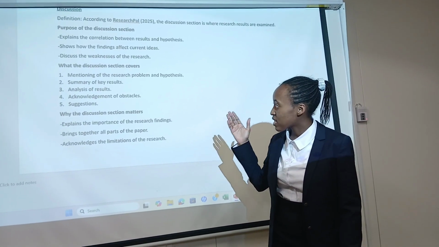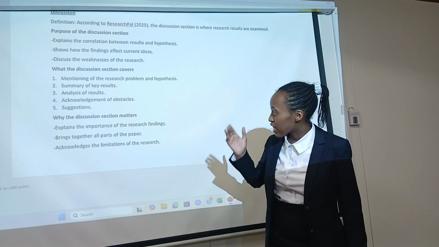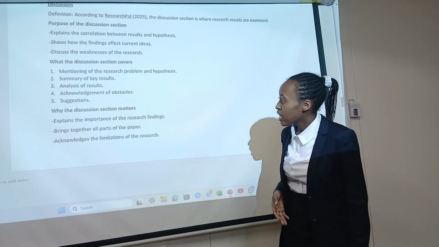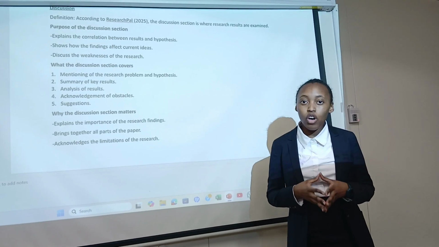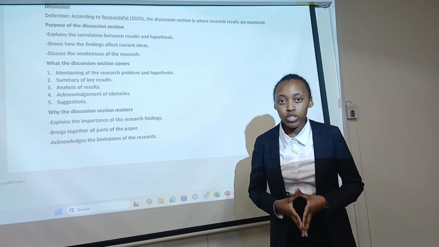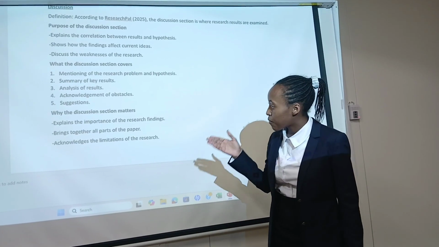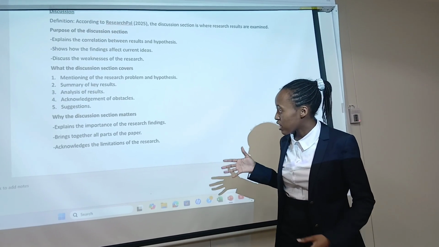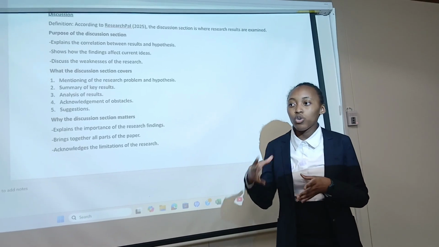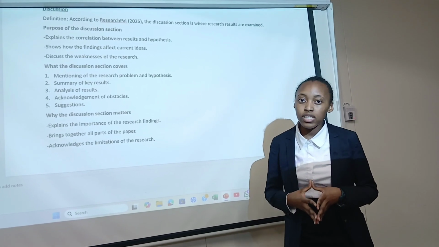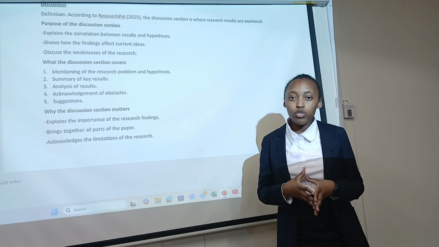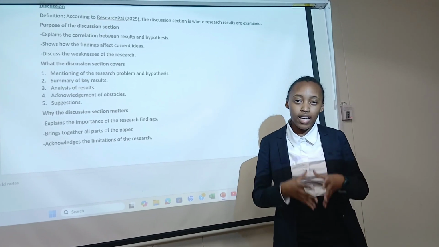Why the discussion section matters. Firstly, it explains the importance of the research findings. Secondly, it brings together all the parts of the paper. This provides a clear conclusion for the research. And finally, it acknowledges the limitations of the research. This helps the researcher to look for alternative solutions that future researchers can use to guide them throughout their studies.